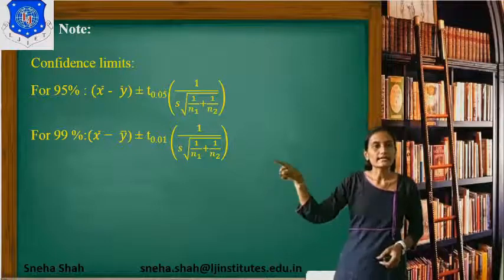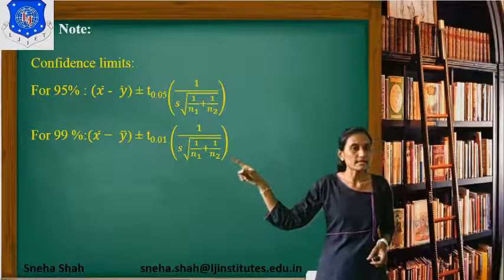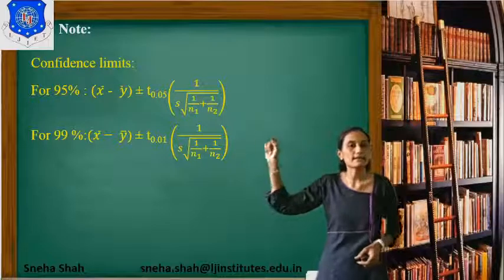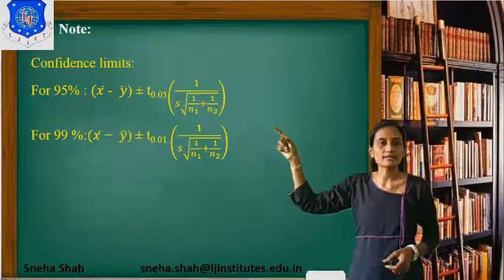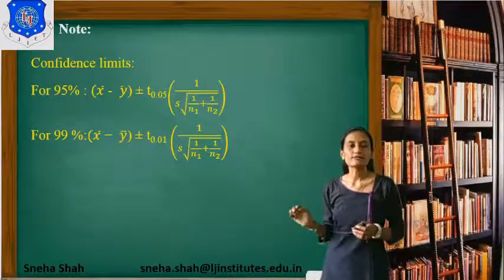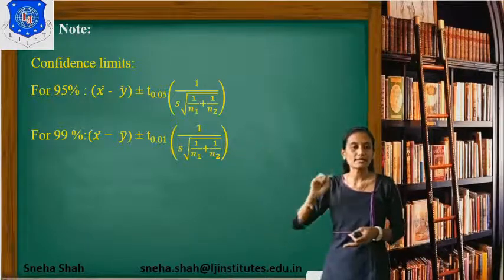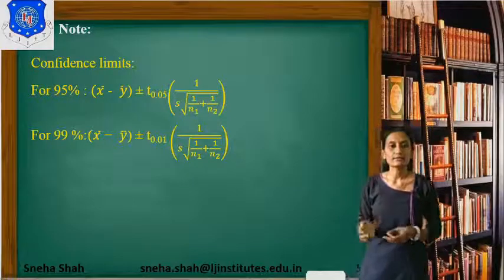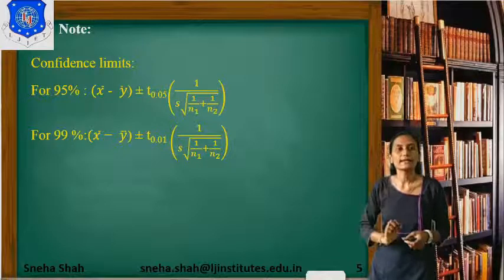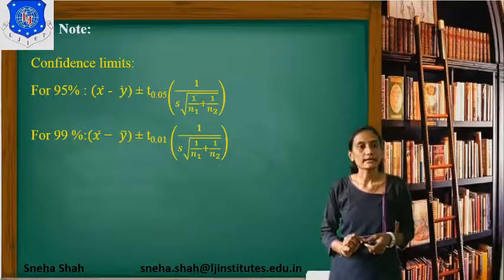So if we are taking 99%, then we have to take the t value at 0.01, and if we are taking 95%, then we have to take the t value at 0.05. And if we take the minus sign, it will give you the lower limit, and if we take the plus sign, it will give you the upper limit. So from these two equations we can find the confidence limits.